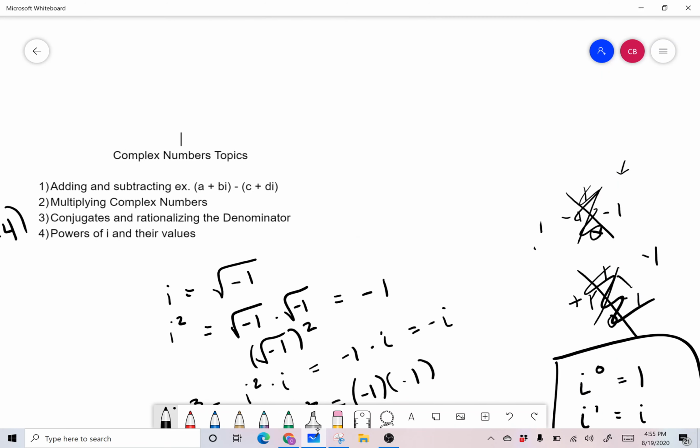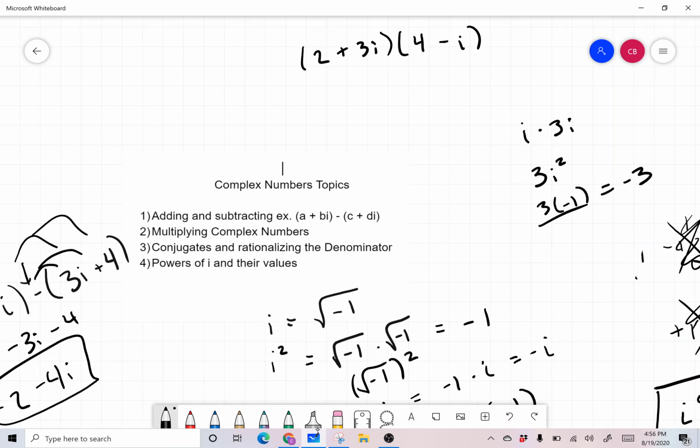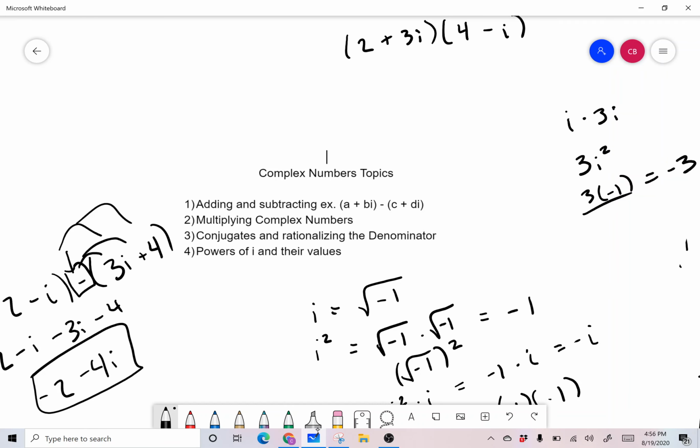So if we do the multiplication, if I do i times 3i, I have 3i squared. Well, we said that i squared is -1, which is equal to -3. If I do 2 plus 3i and 4 minus i and multiply these together, notice this is multiplication, not adding and subtracting, because we do not have a sign in the middle like here. Okay, there's no sign there.